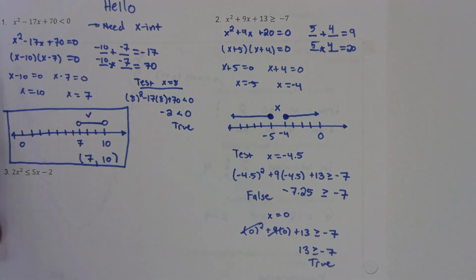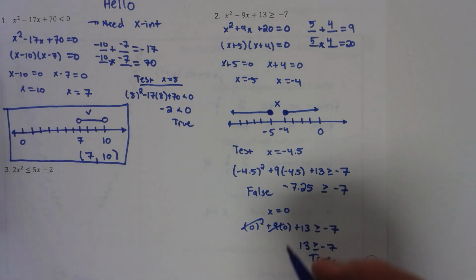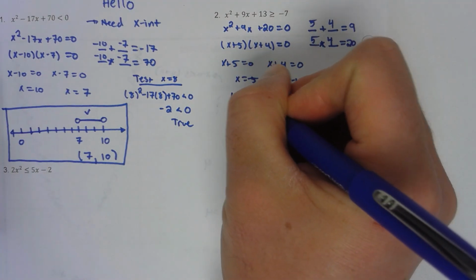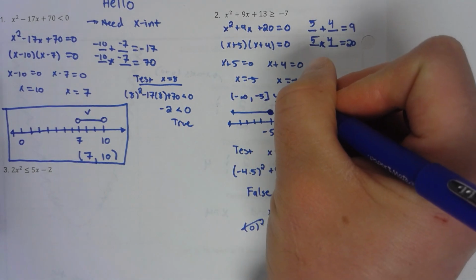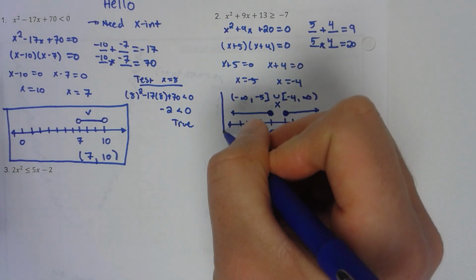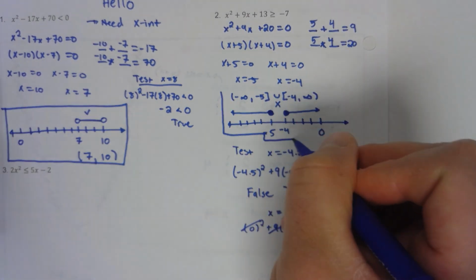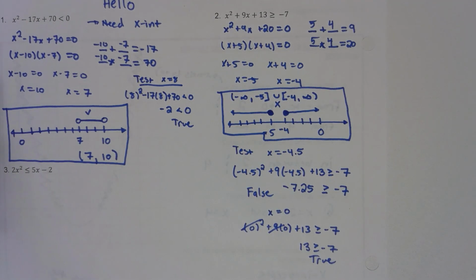All right. Only thing that I have not done is write the intervals here. The interval is negative infinity to negative 5, and then the union from negative 4 to infinity. And I am using the square brackets there because of the or equal to part. Yeah, go ahead. Question.